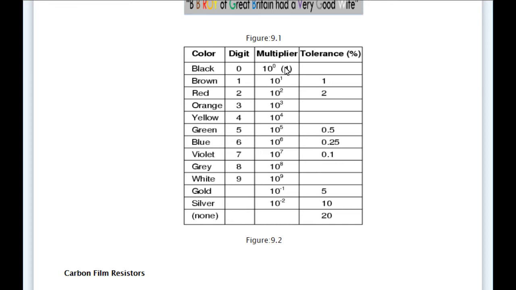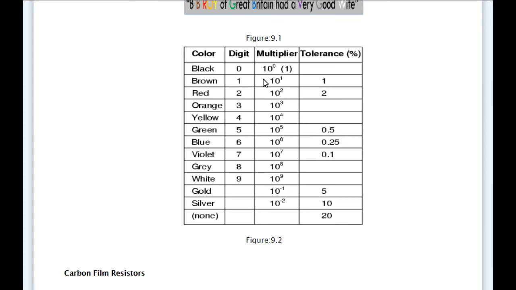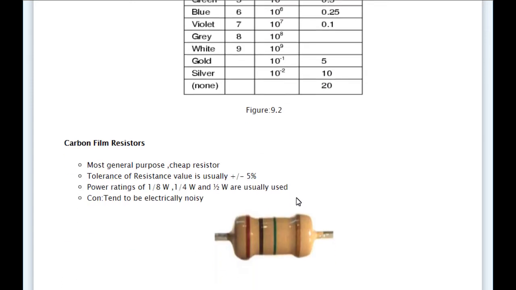If your multiplier is 1, then your entire resistance value will depend only on band 1 and band 2. Okay. If the multiplier is brown, then it is 10 to the power 1. If the multiplier band is red, then it will be 10 to the power 2, and so on.